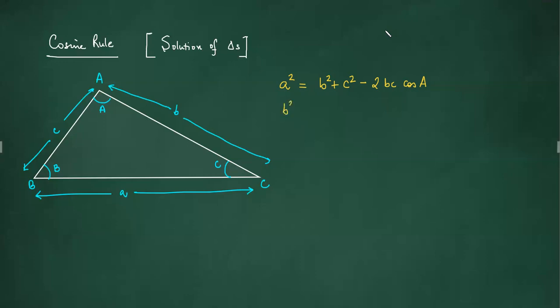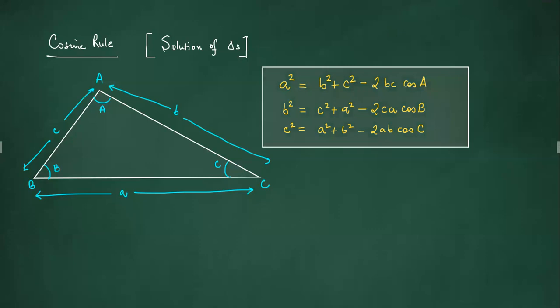Then similarly, b square is nothing but c square plus a square minus 2 times c into a multiplied by cos B. And c square is nothing but a square plus b square minus 2ab into cos of C. I hope this is clear to everybody. These are the statements that you need to remember, and this is known as the cosine rule.